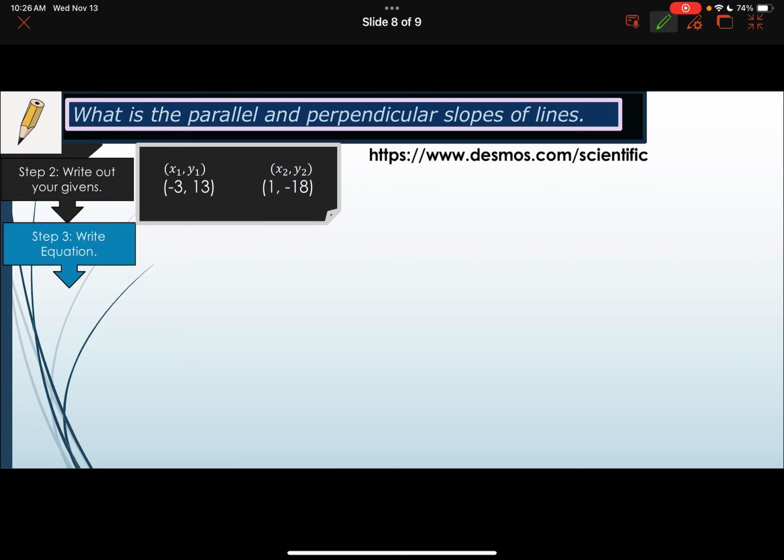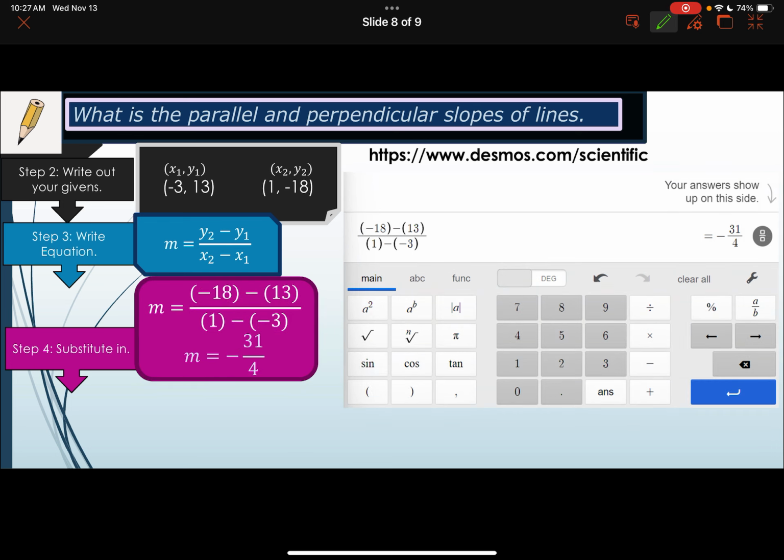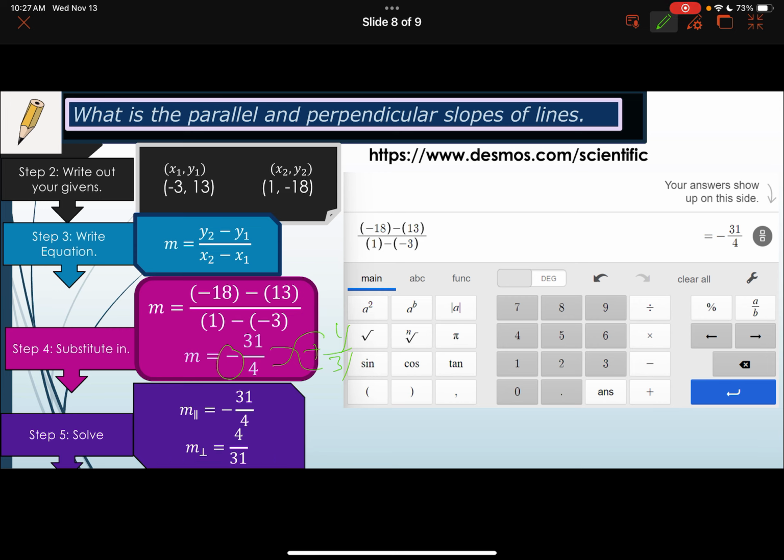Then our last example, negative 3/13 and 1 negative 18. Plug it in. Negative 18 minus 13 all over 1 minus negative 3 gives us a slope of negative 31 over 4. So our parallel slope is going to be negative 31 over 4. For perpendicular, we flip it, and this negative becomes positive. So it'll be positive 4 over 31 for perpendicular. So opposite reciprocal, change the sign for opposite, flip the fraction for reciprocal.